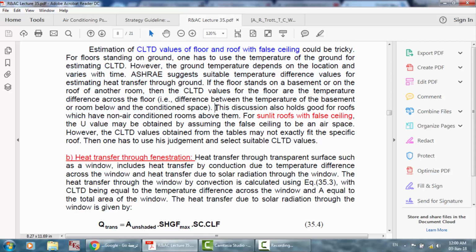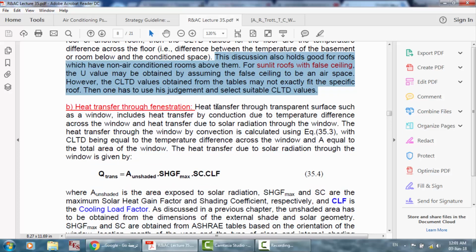This discussion also holds good for roofs which have non-air conditioned rooms above them. For sunlit roofs with false ceiling, the U value may be obtained by assuming the false ceiling to be an airspace. However, the CLTD values obtained from the tables may not exactly fit the specific roof. Then, one has to use his judgment and select suitable CLTD values, according to his experience. So you can ask your senior engineer about this.